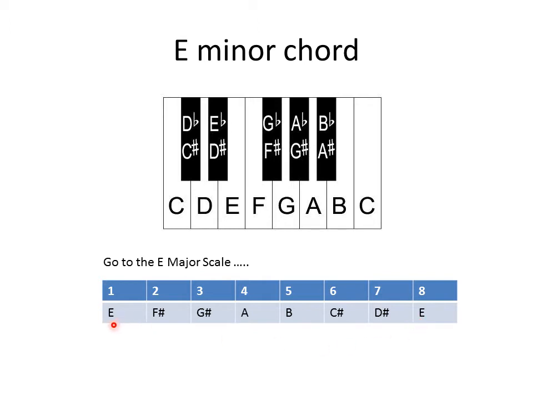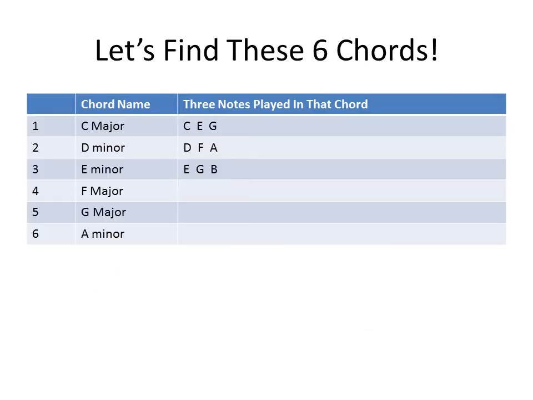Rock on. Now, we're looking for a minor chord. So we're going to go 1, flat the 3rd, 5. So our notes are going to be E, G, and B. And I'm going to put it in our chart. Check it out. Here we go. E minor is E, G, B. Okay, let's rock on. Let's go on to F major.